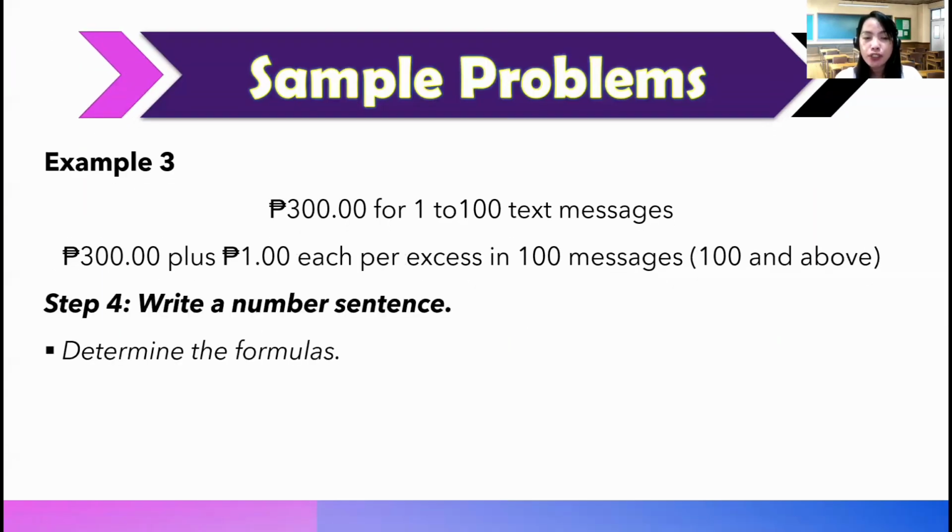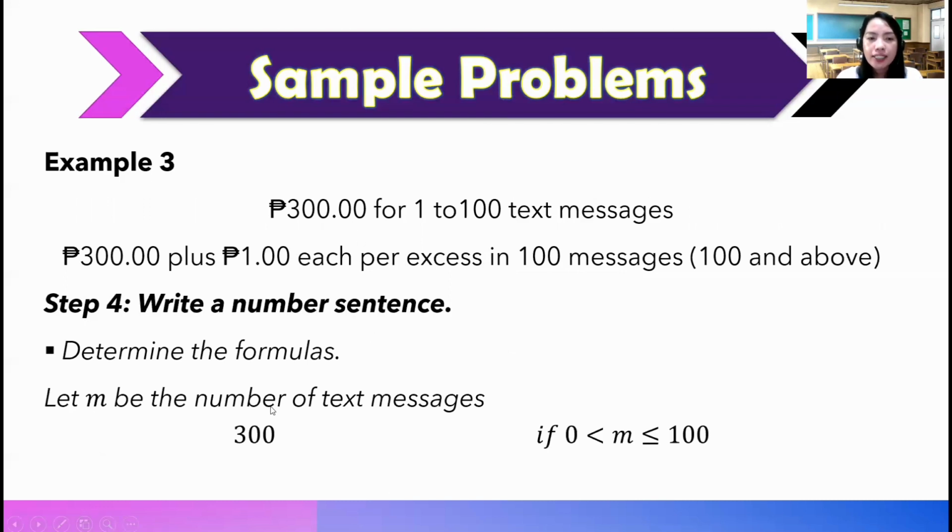Under step 4, you have to determine the formulas. Let M be the number of text messages. So we have here, ang una, 300, constant na ito, wala siyang katabing variable na M. So constant na siya. Ito yung interval mo. Ang symbols natin dito, we have 0 less than M, less than or equal to 100. Kung makikita nyo dito, yung less than na symbol ay walang guhit sa baba. Yung guhit sa baba, ang meaning niya na ay equal. This can be read as less than. And this can be read as less than or equal to.